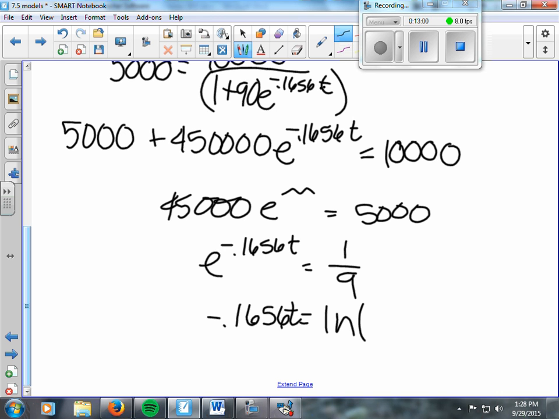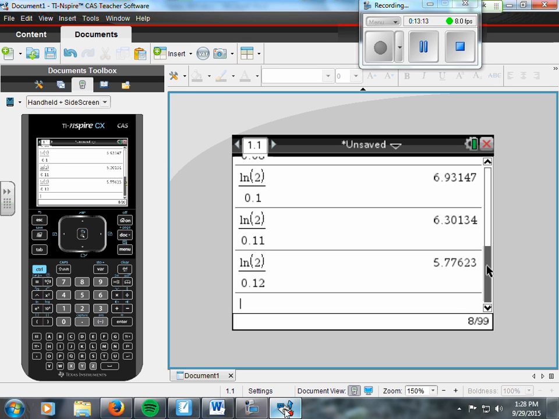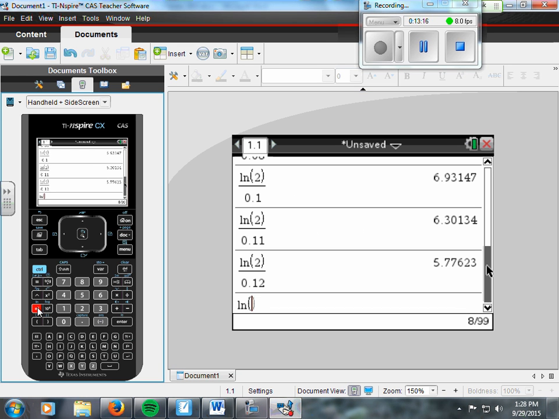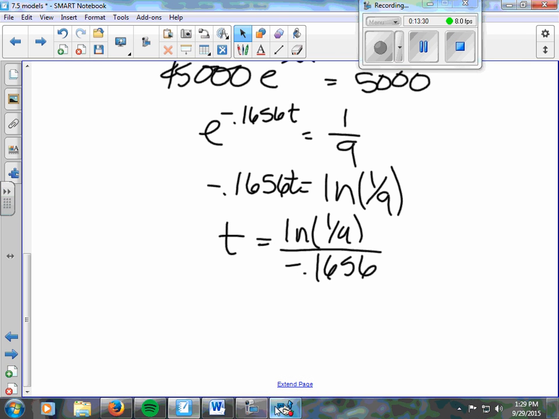I'll switch to logarithmic form. That's t. And then finally, I'll divide by negative 0.1656. And let's see what that is. The natural log of 1/9 divided by negative 0.1656. And I got 13.268 years. 13.268 years. I think that was it.